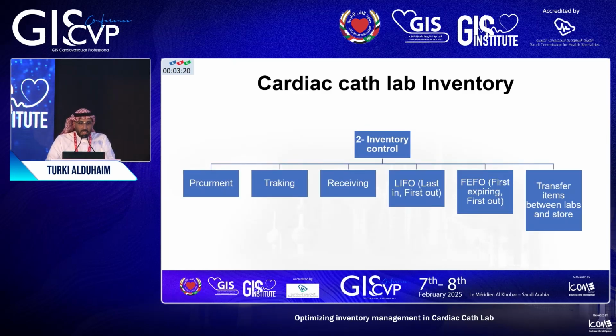Inventory control: procurement, tracking. I have 3 minutes, so I have to finalize everything. Procurement, tracking, receiving. This is what you are doing on a daily basis. LIFO, which is last in, first out, first expiry, first out, and transfer of items between labs and store.